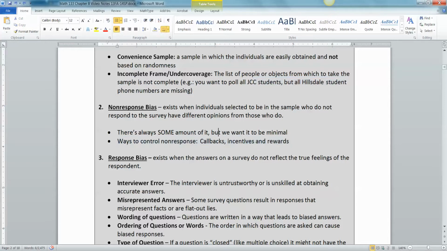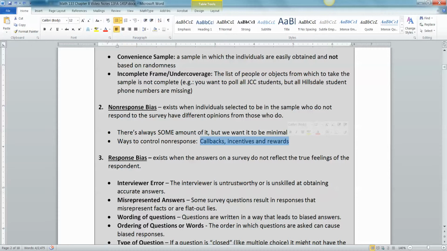So what they'll do is they'll try to give you some incentives. That's happened to me sometimes. Fill out the survey and you could win a calculator, or fill out the survey and you could win a $50 gift certificate, or whatever. They're trying to control non-response. They're trying to give people a reason to respond. And sometimes they'll just pester you. They'll keep calling and calling and calling to try to get you to answer. There's always going to be some non-response, because you're always going to get some people that just are not going to answer. But you want to try to minimize it. You want to make it as small as you can.